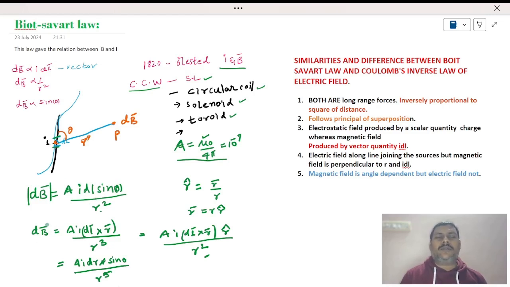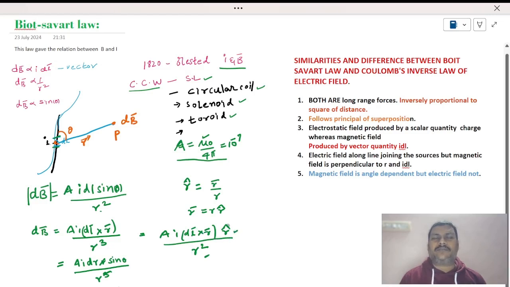Now dB is a vector, so in vector form I will write dB is equal to A into I dl bar cross r bar. I is a scalar, so I will separate it: A I into dl bar cross r bar by r cube. The direction is perpendicular to either r bar or dl bar, that is, perpendicular to the plane containing dl and r bar, like the cross product, whose direction is always perpendicular to both.